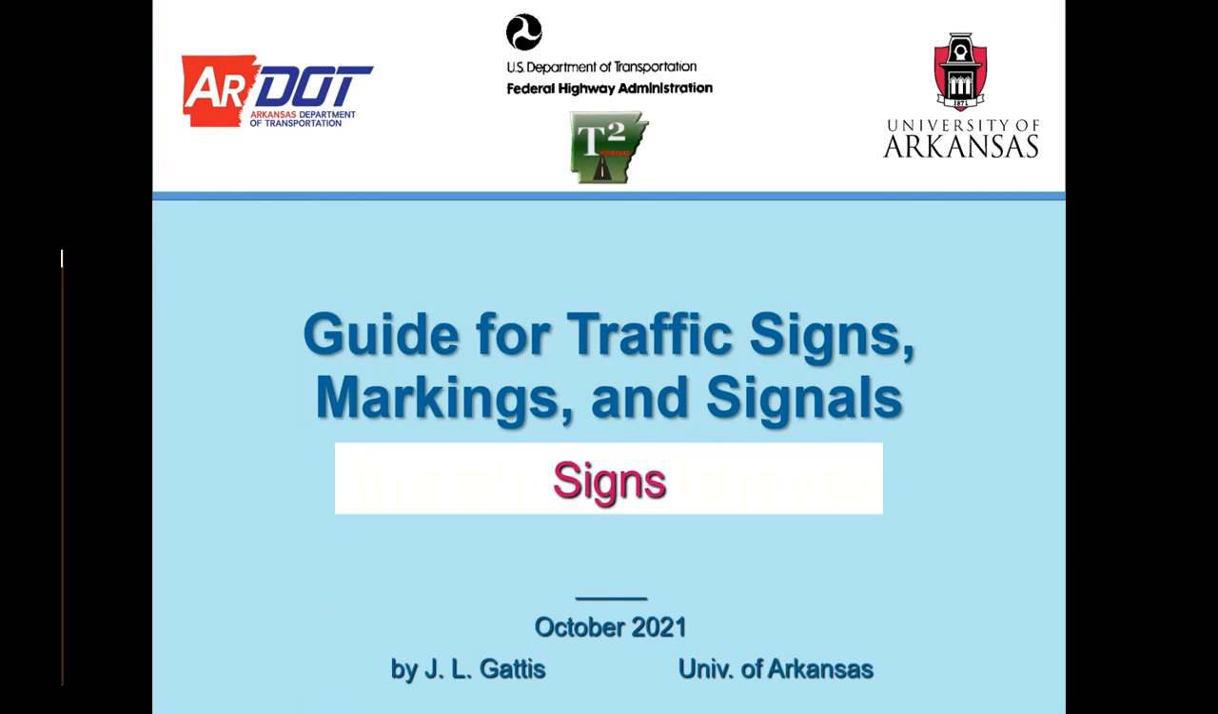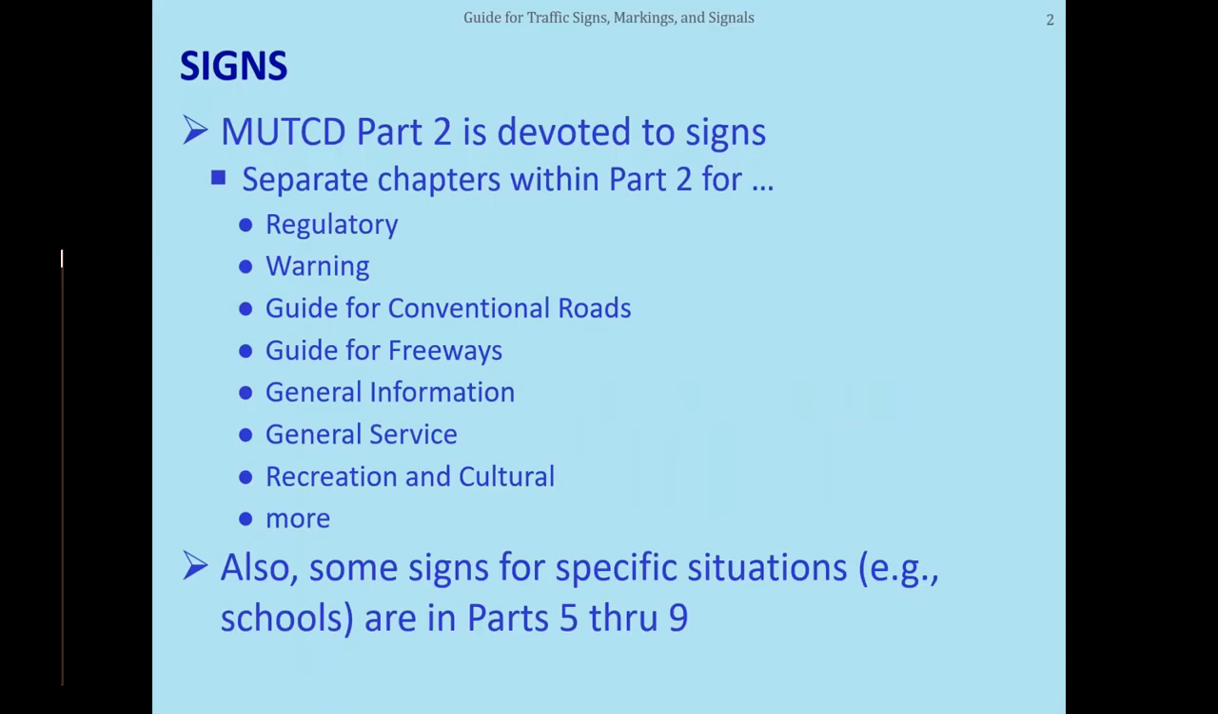Okay. We've talked about a lot of principles, and now we're going to start moving to more specific applications. But still, we'll not forget the principles either. Module 3 for signs. As we have already alluded to, separate parts of the MUTCD for different topics. Part 2 is for signs. Part 2 is broken into the different chapters for the different categories of signs.